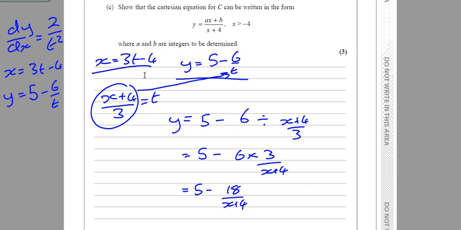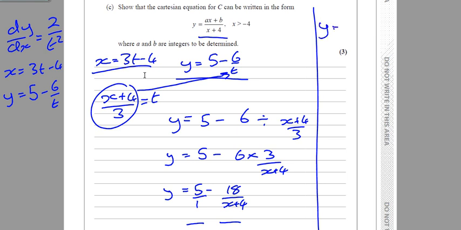But we don't want it in this format here, so we want it as one fraction. So this comes up all the time in A-level maths. We've got something plus or minus a fraction. In order to sort that out, we're going to need to have a common denominator. So if we say 5 is the same as 5 over 1, we're going to times top and bottom by x plus 4.